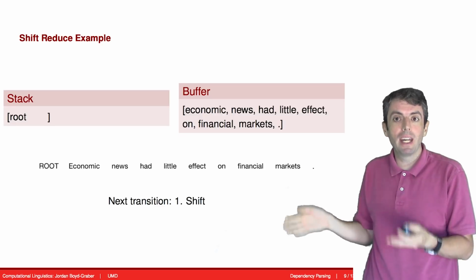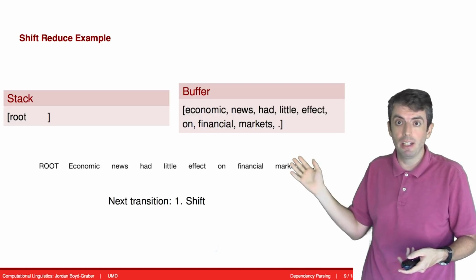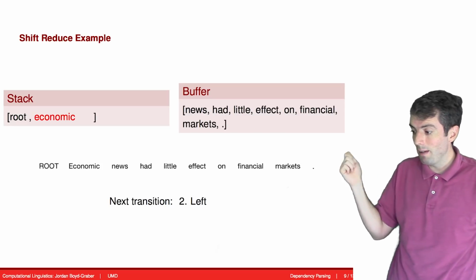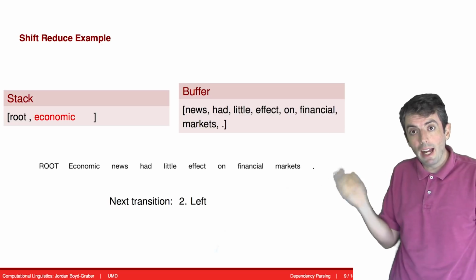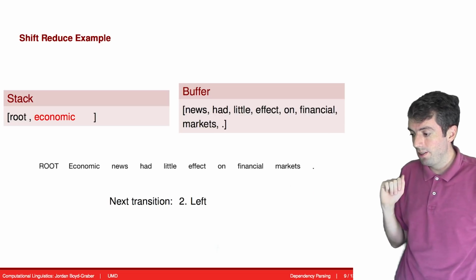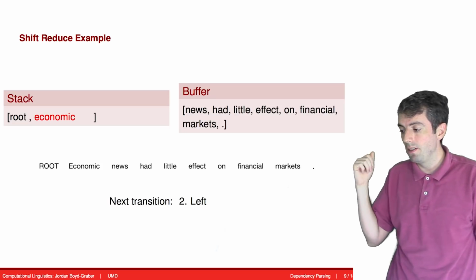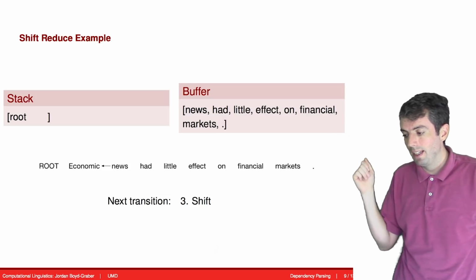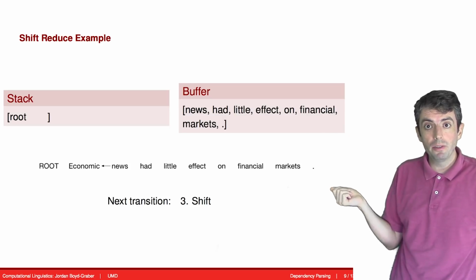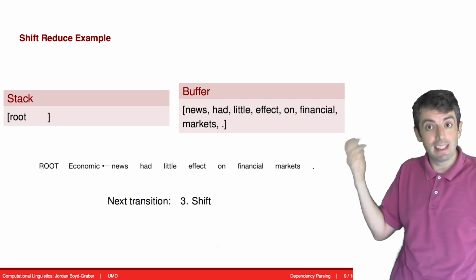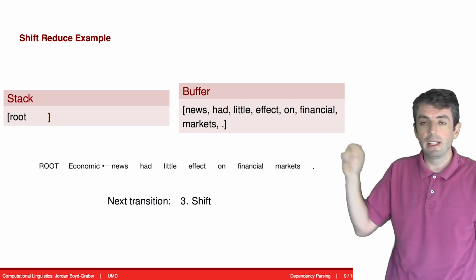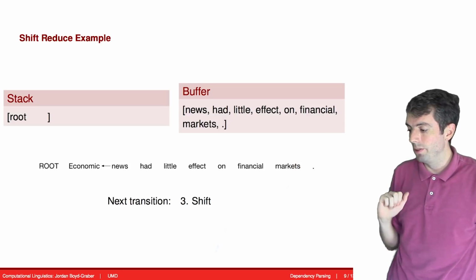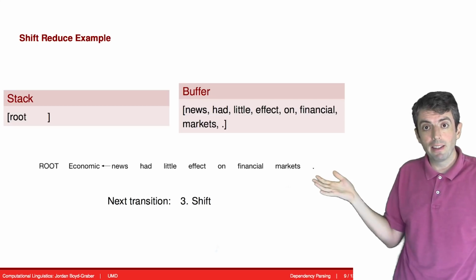We can't do a left action, we can't do a right action. At the very beginning, you have to shift. There's no other option. So we have to take economic from the buffer, put it onto the stack. And now we're going to make a left edge. We're going to draw an edge between news, which is the top of the buffer, and economic. What kind of news had an effect on markets? Economic news. So the edge from news to economic tells us that economic is changing the kind of news that we're talking about. Okay, so now we have nothing on the stack again.